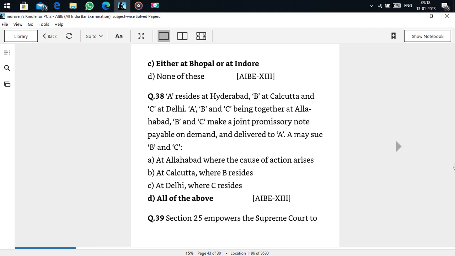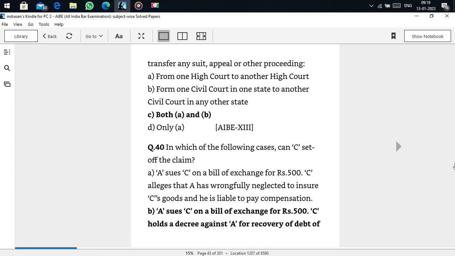Section 25 empowers the Supreme Court to transfer any suit. Section 25 deals with the transfer of petitions: any suit, appeal or proceedings from one High Court to another court, from any one civil court to another civil court. So Section 25 is for the transfer of petitions from either a High Court to some other High Court or any civil court to another civil court. Basically, it is from state to state or, within the state, from one court to another court. That is under Section 25.